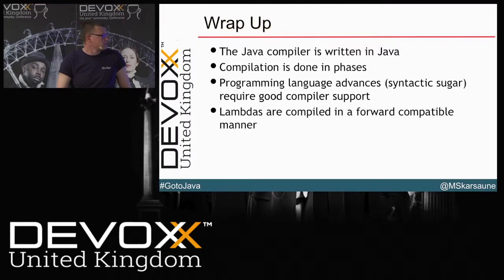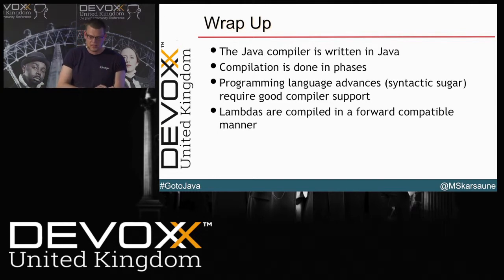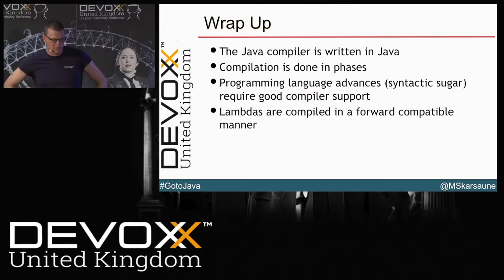So to wrap up, the compiler is written in plain old Java. The compilation occurs in phases. Advances in the programming language, such as syntactic sugar, required very much effort and good support in the compiler. And lambdas are compiled in a forward-compatible manner, but we could also do it in another way.